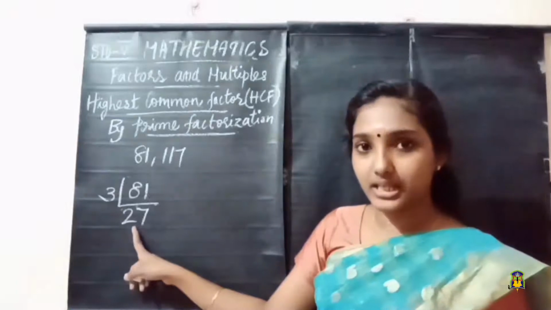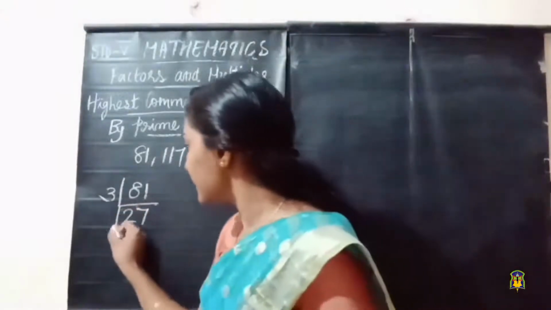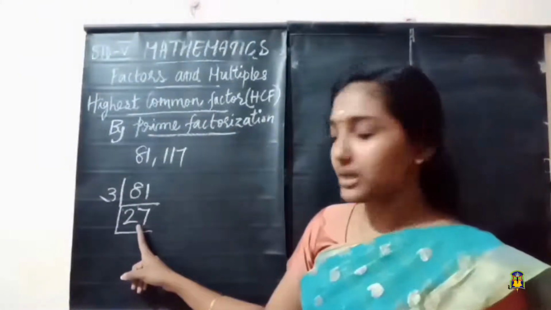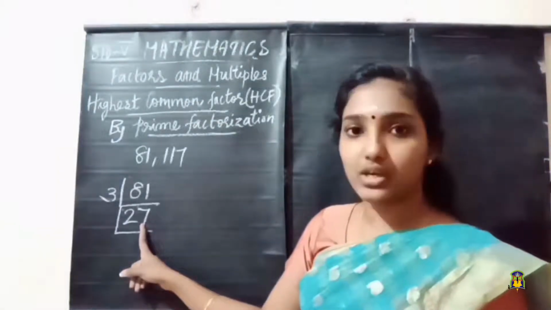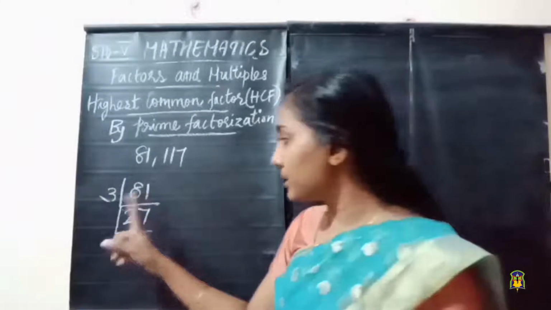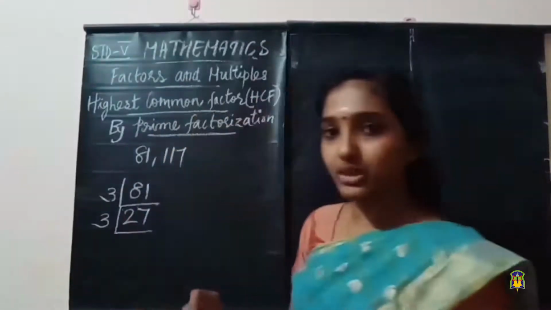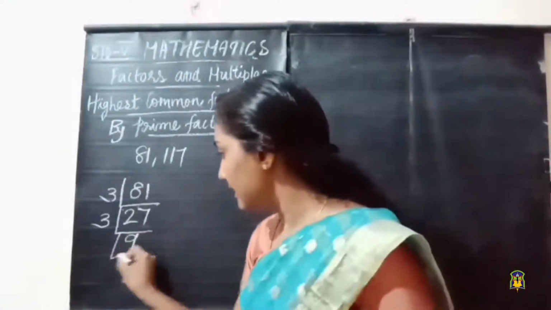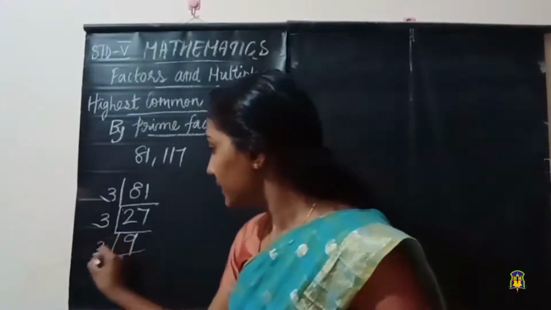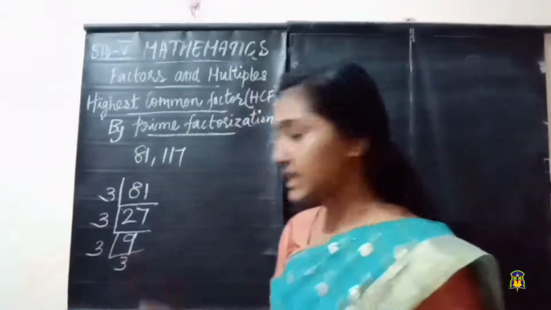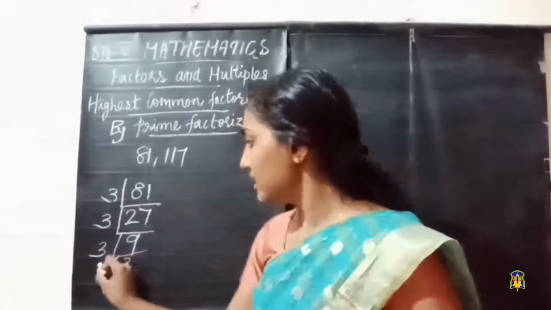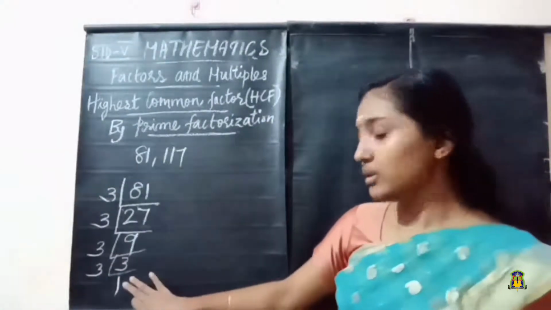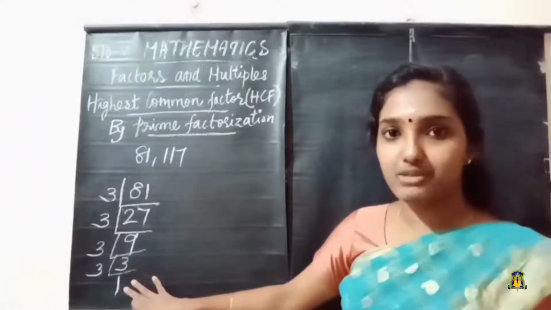So we write the quotient here. We have studied how to do the prime factorization in our previous classes, right? Now 27 is an odd number, so it is not divisible by 2. So going to our next prime number, 3. 27 divided by 3 gives 9, right? Again dividing 9 by 3, we get 3. Again dividing 3 by 3, we get the quotient 1.